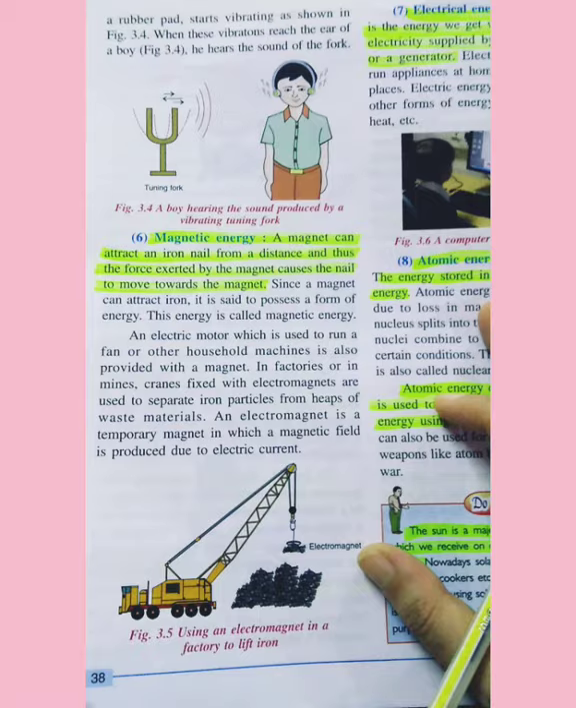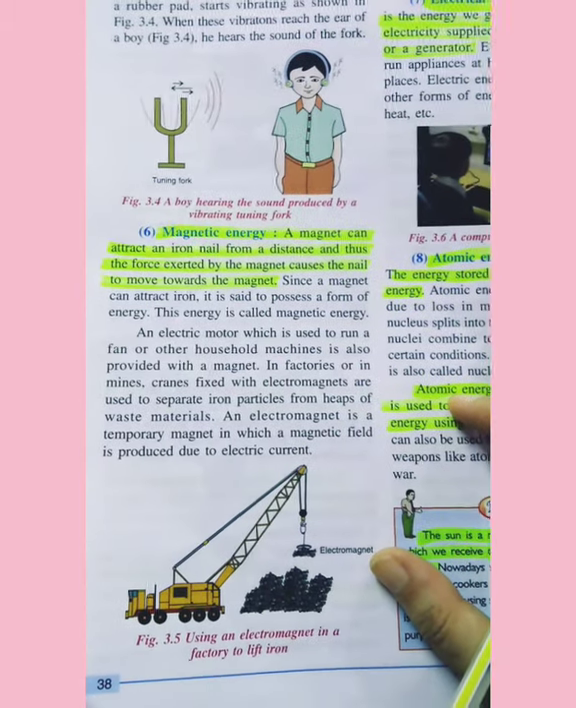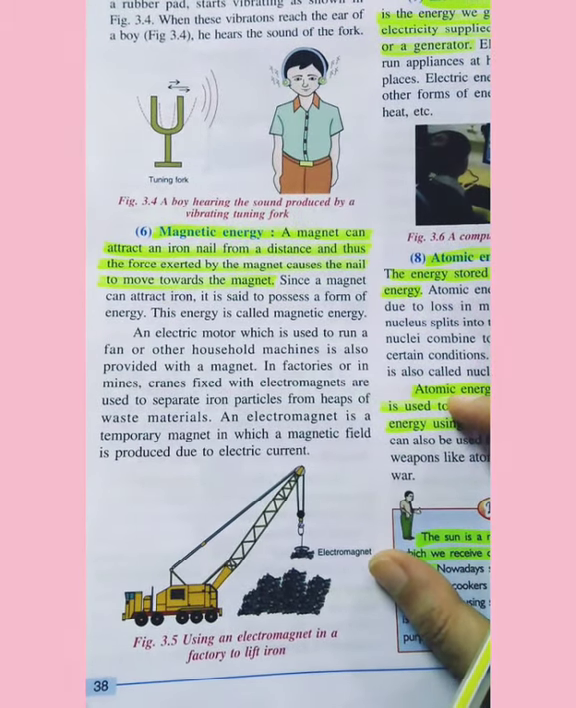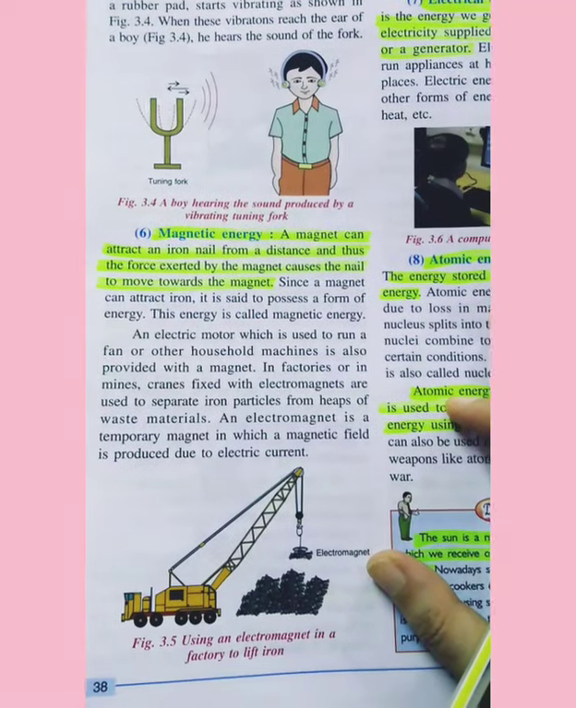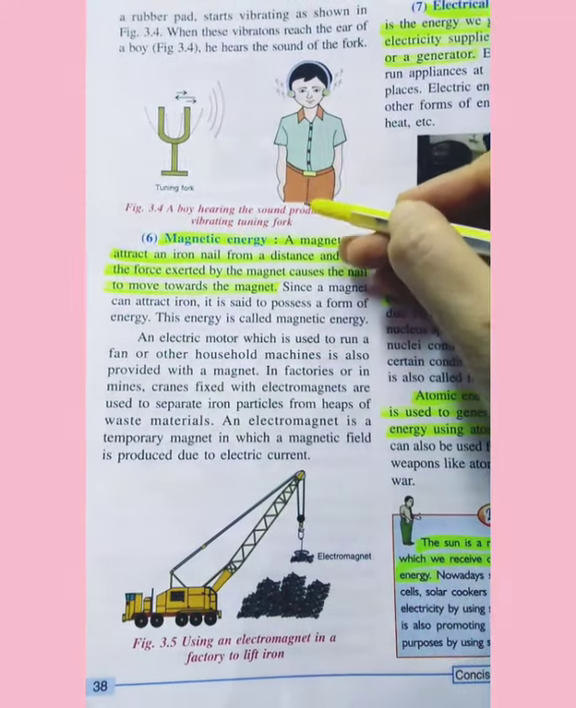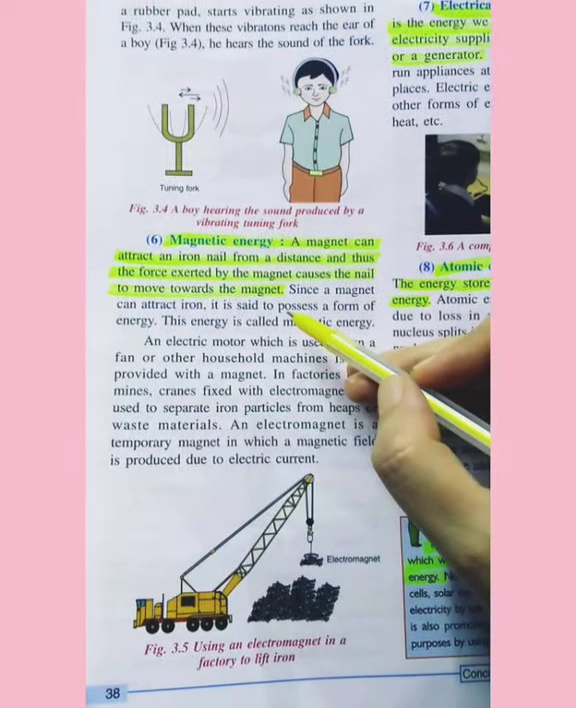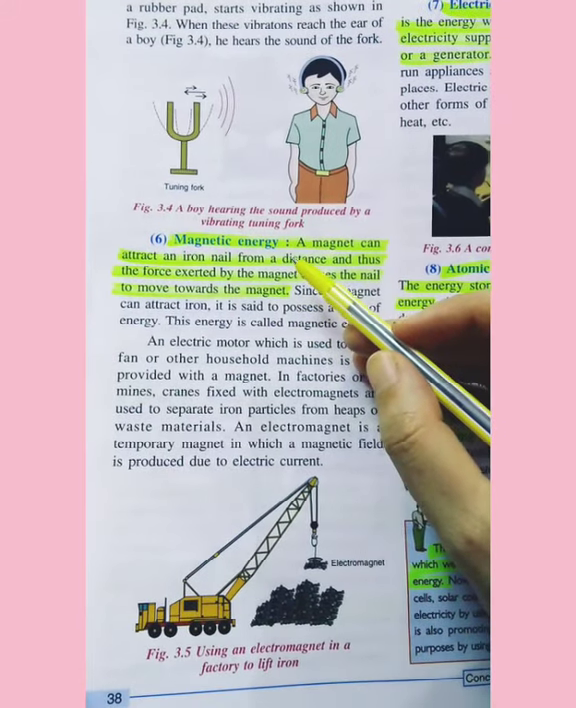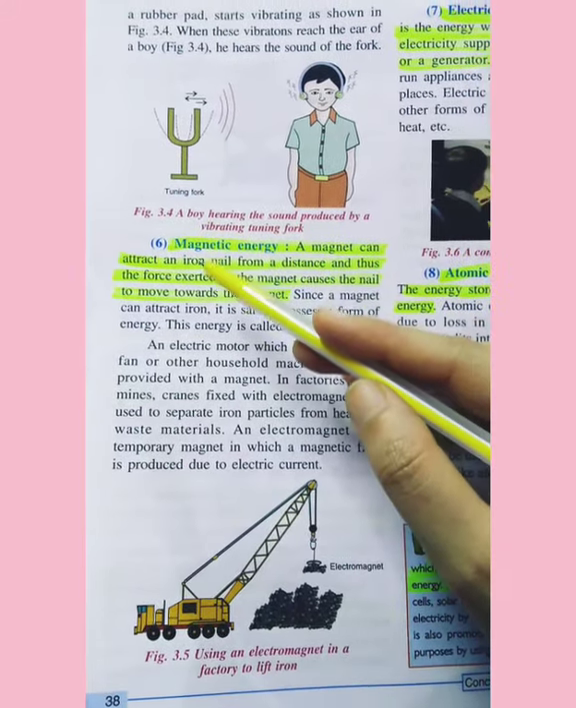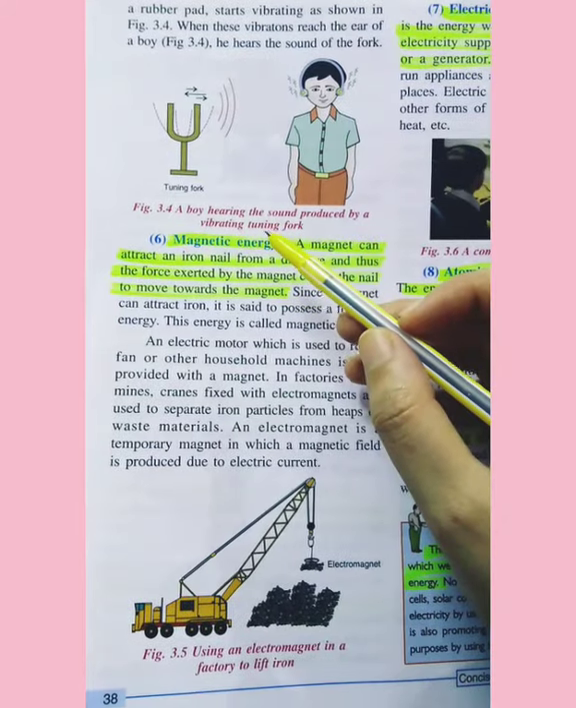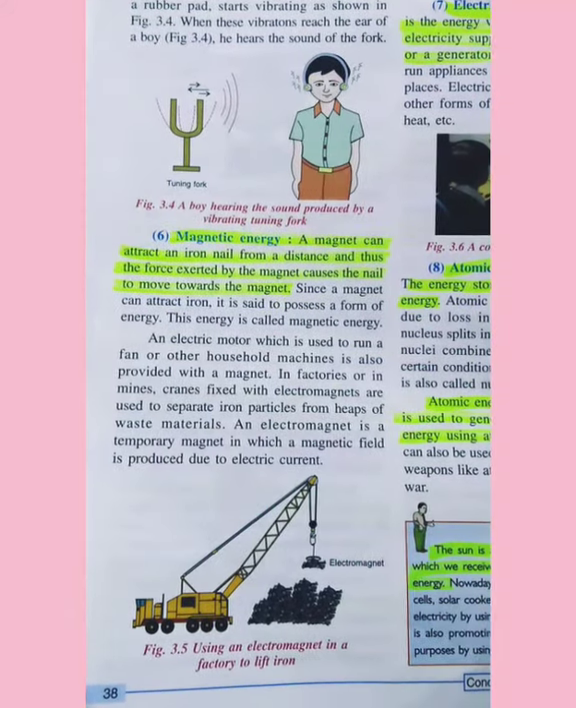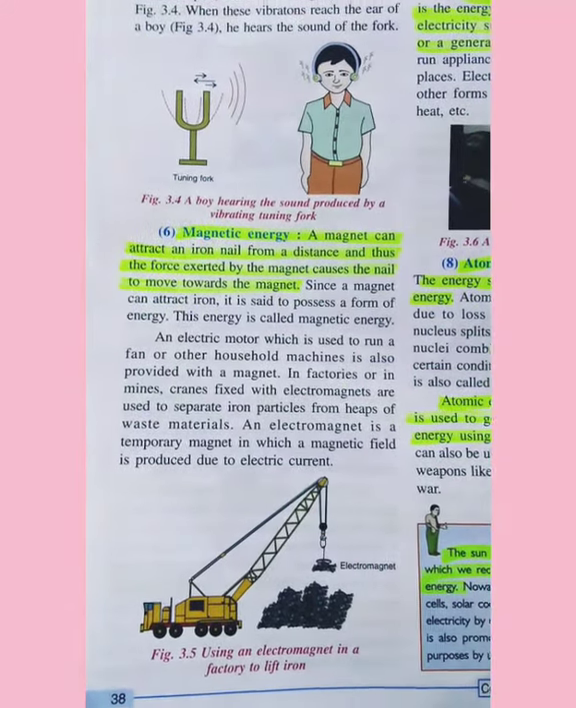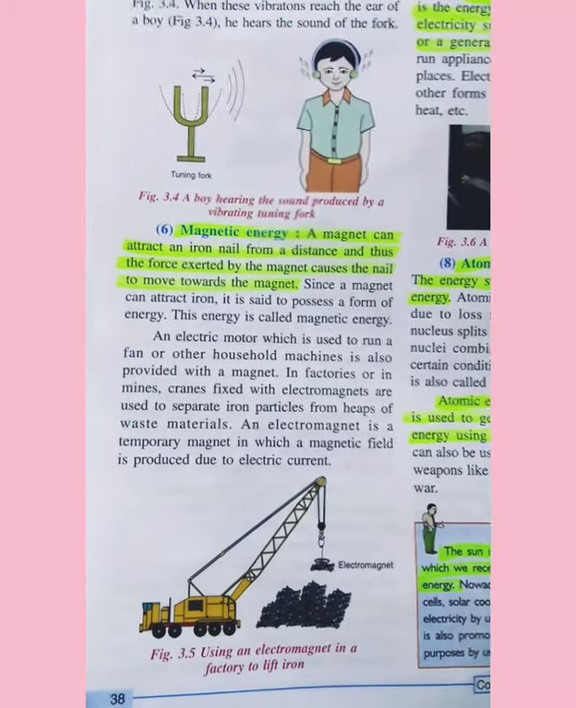Next, children, is magnetic energy. See, a magnet is able to attract iron objects from a distance. So magnets are said to possess a form of energy, and that is called magnetic energy. And these magnets are very useful. They are used in factories, in many electrical appliances, in many machines also. Okay. So magnetic energy is also very useful.